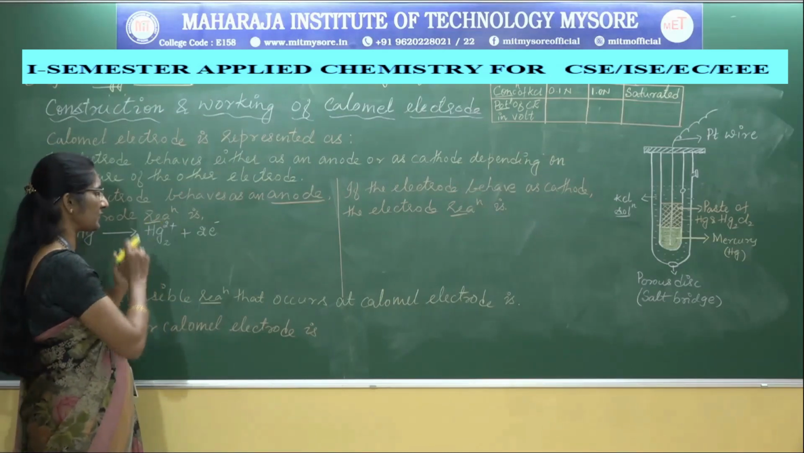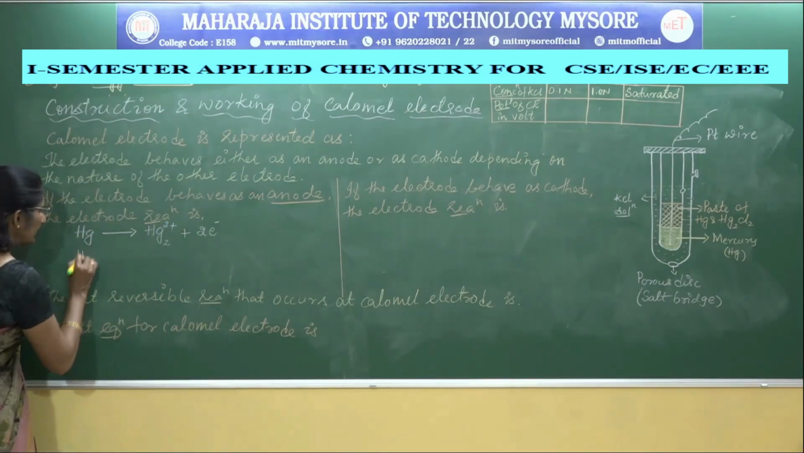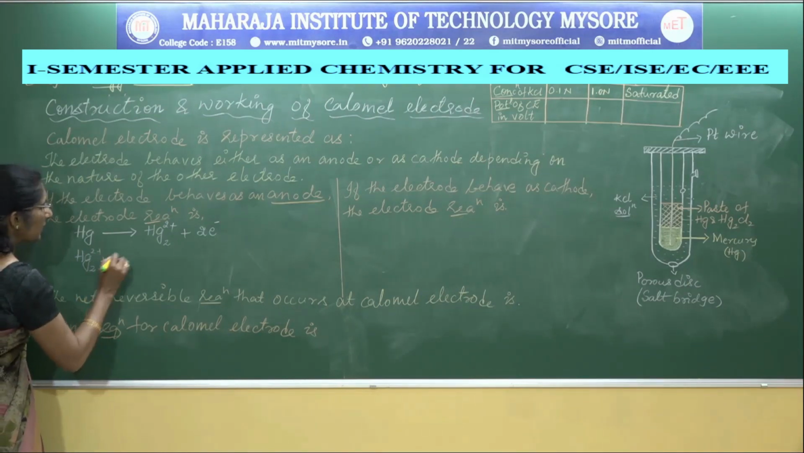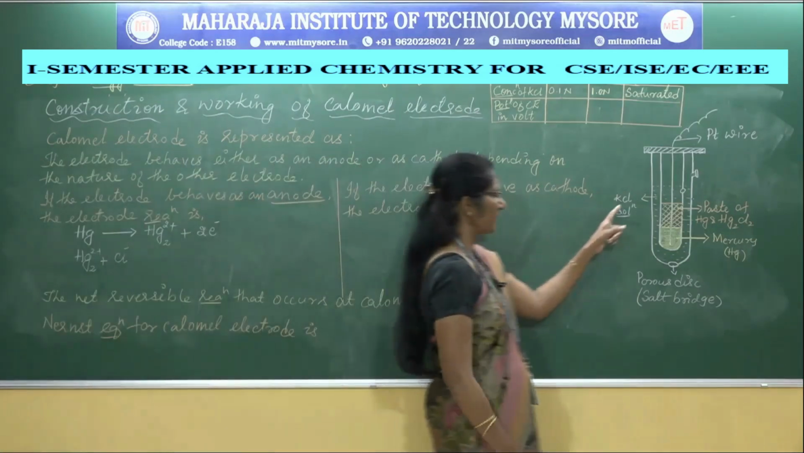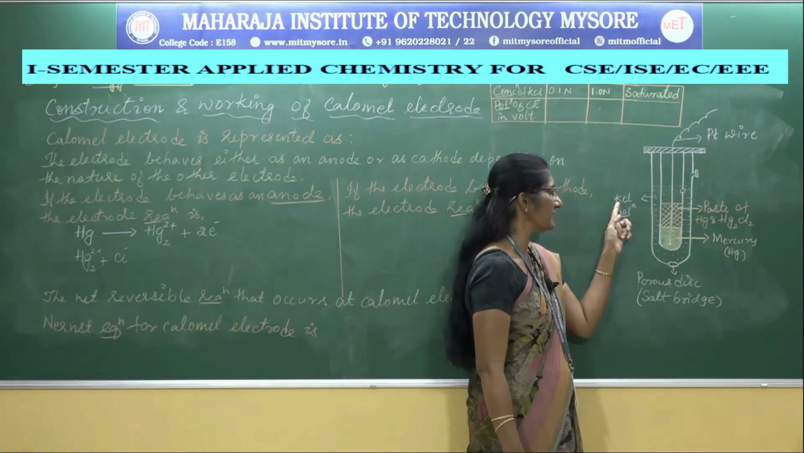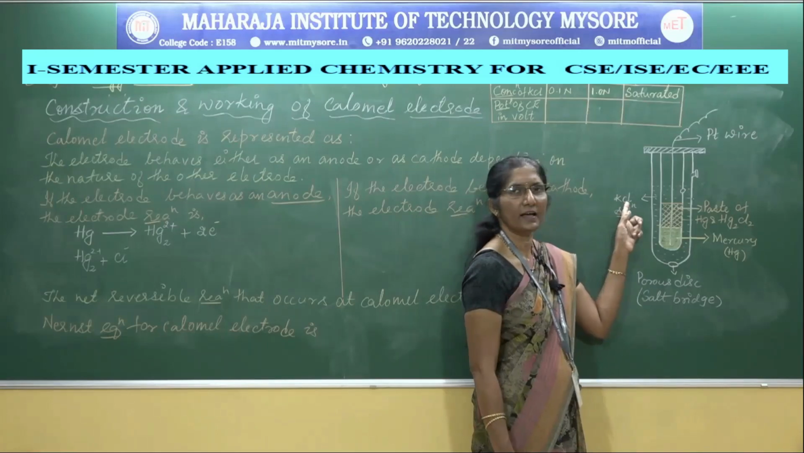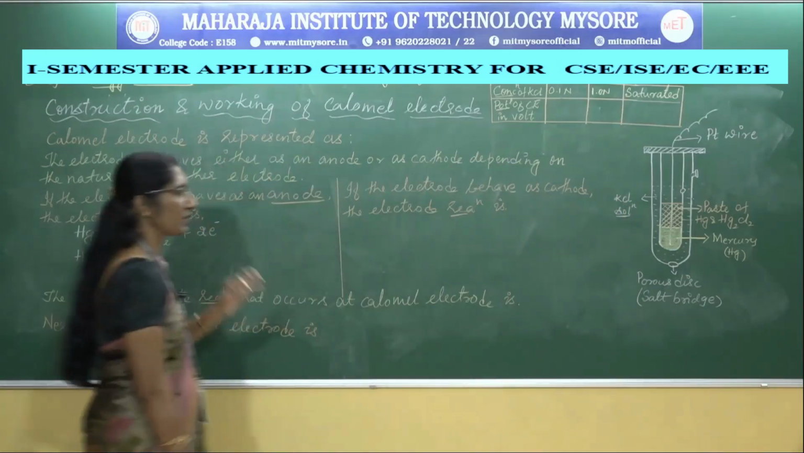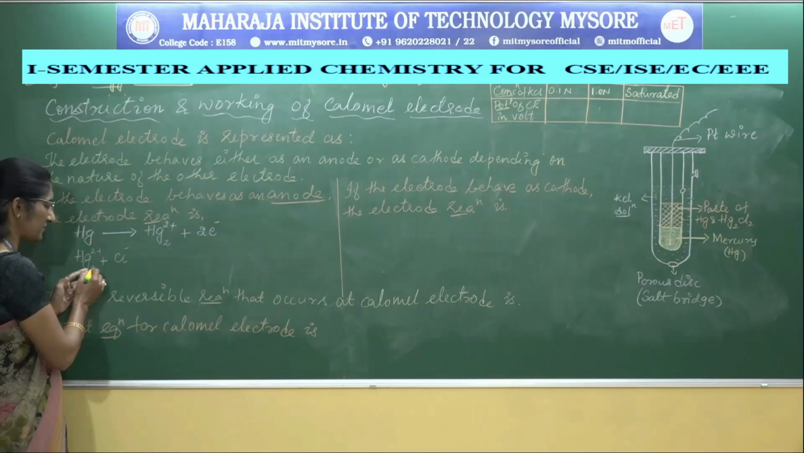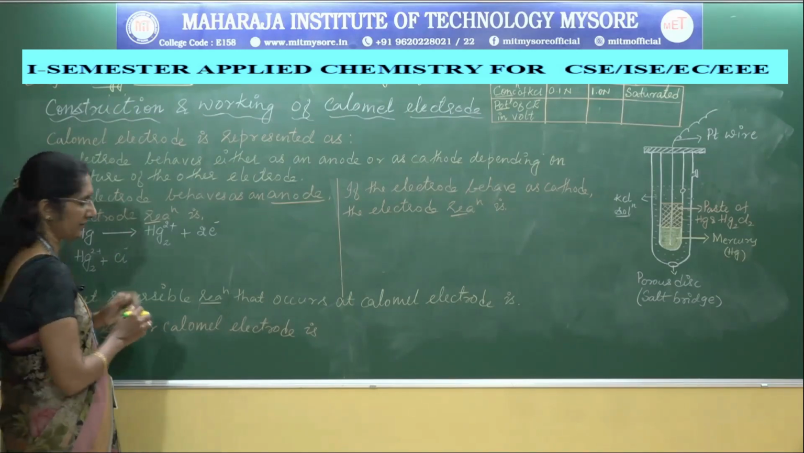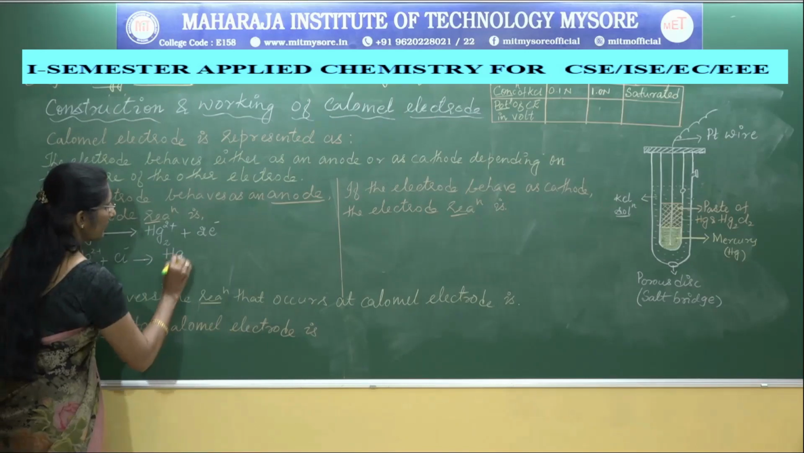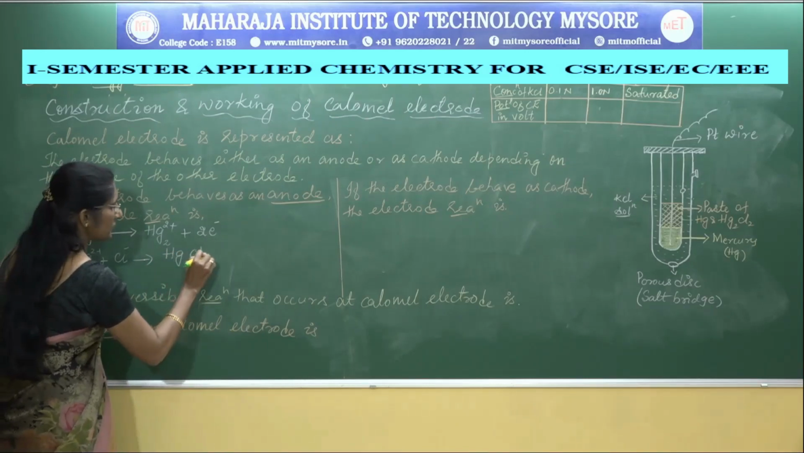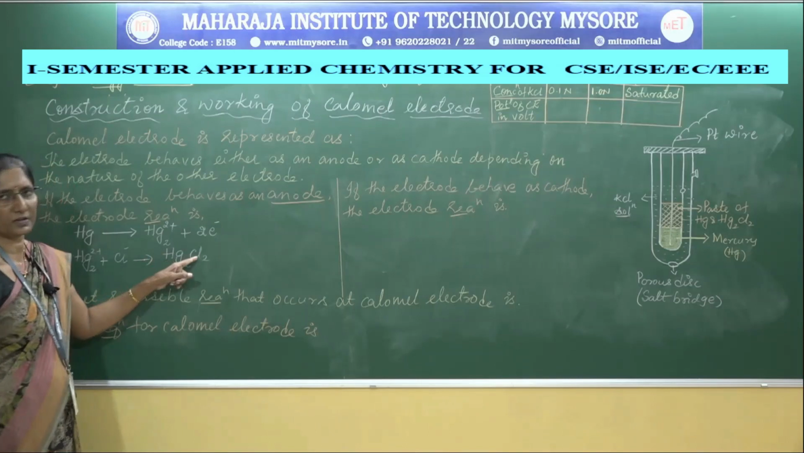This mercurous ion is highly reactive, so this mercurous ion reacts with the anion of KCl. What is the anion of KCl? K is the cation and Cl is the anion. So this mercurous ion, being highly reactive, reacts with the anion of KCl, that means Cl minus, and is converted to Hg2Cl2, that is mercurous chloride.